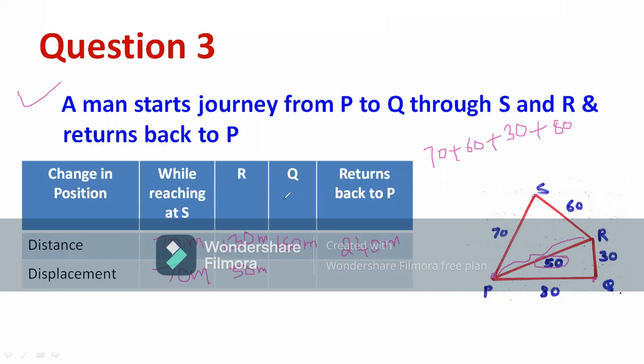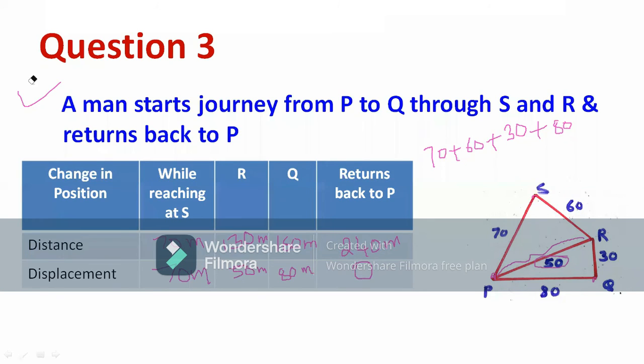Clear? Now Q. Let us look at the Q. What is the straight line path? Straight line path will be 80 only. So 80 meter. Now what is the displacement at P? So P to P. The displacement will be 0 only. Okay. So this is the way how to fill the table.